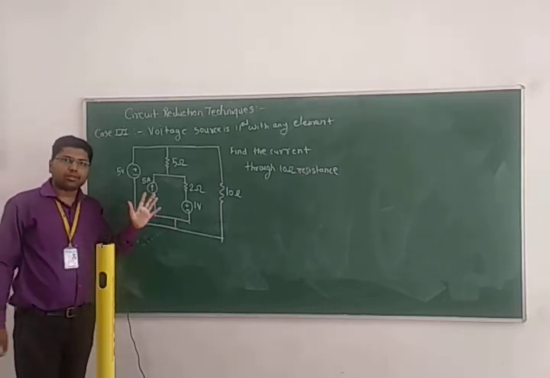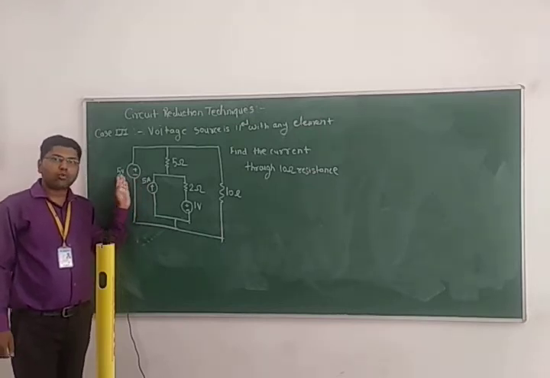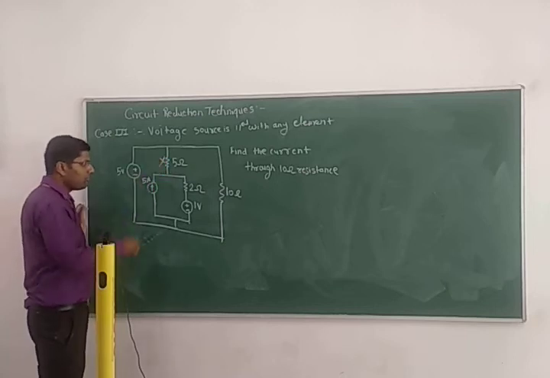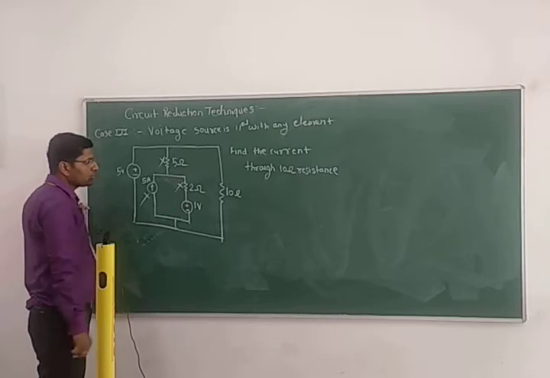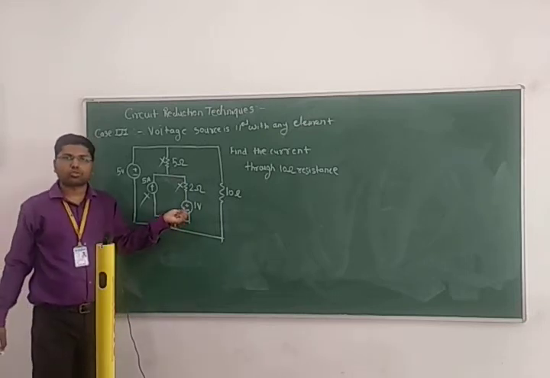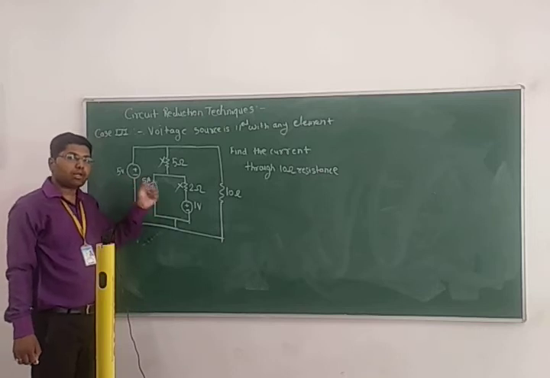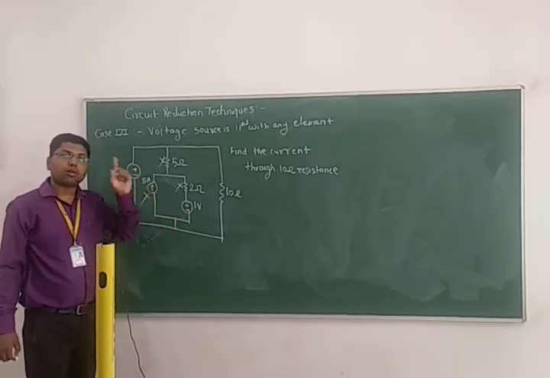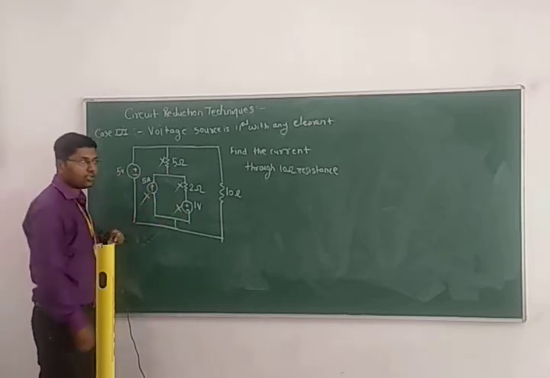So any element parallel across the voltage source, you have to eliminate it. Means you have to eliminate the current source, and you have to eliminate this 2 ohm resistor. Now you will say that this is also a voltage source. What about it? See which is bigger, 5 volt or 1 volt. You have to consider the bigger one. So the bigger one is 5 volt. So you have to eliminate that.